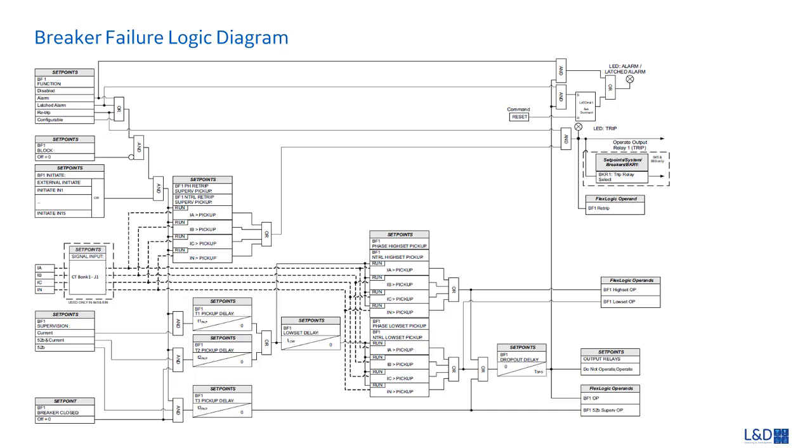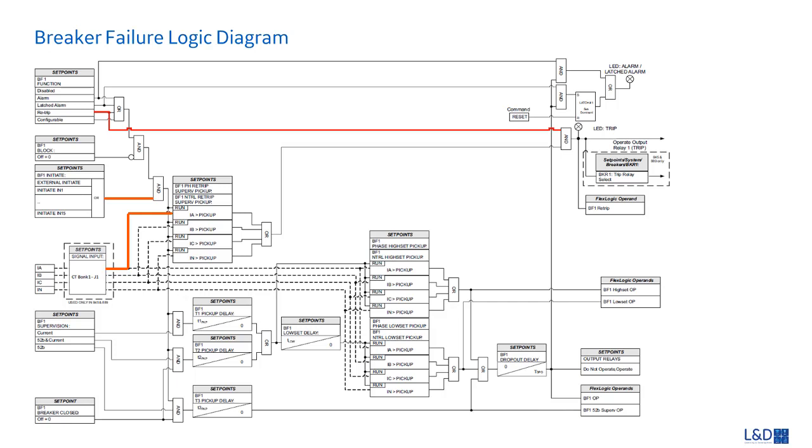The breaker failure retrip can be initiated once the retrip function is enabled. Any internal or external initiation can trigger this retrip, and the retrip is used to trip the local breaker. The breaker fail operand is used to trip the remote breaker.